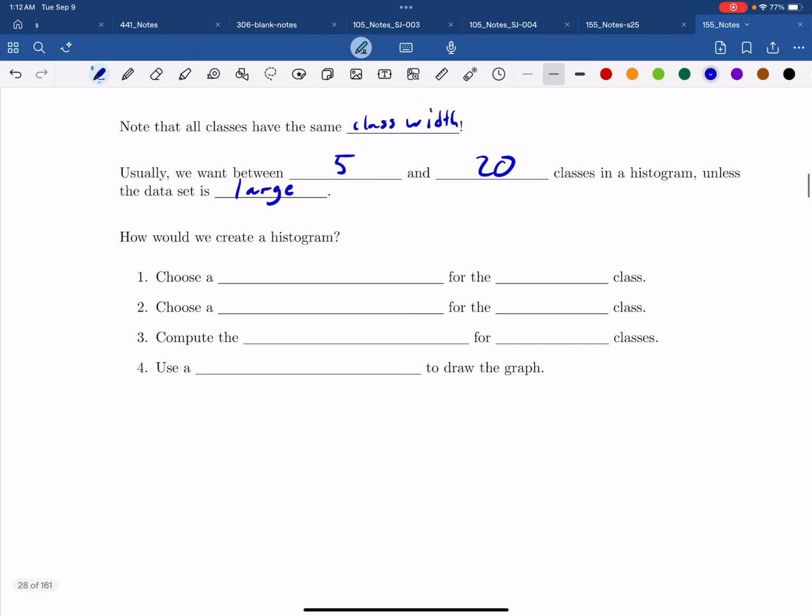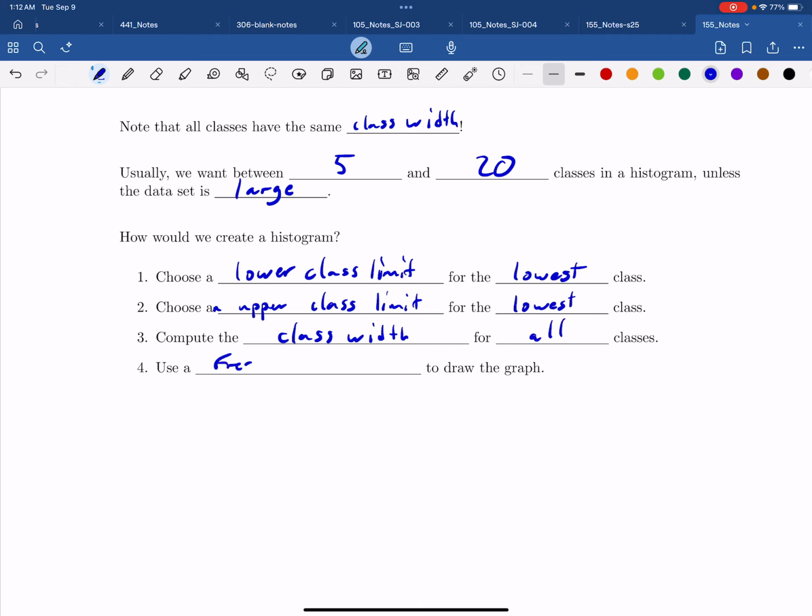So how would we create a histogram? Well, you choose a lower class limit for the lowest class, then you choose an upper class limit for the, well, again, lowest class, and so then you compute the class width for all classes, and then you use a relative frequency or a frequency distribution to draw the graph. Or use Minitab, right?